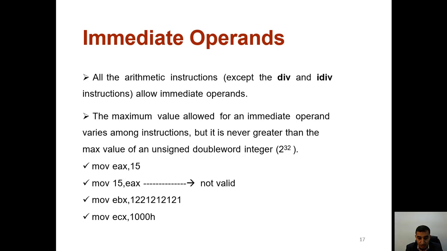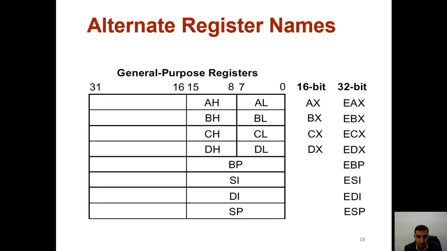An arithmetic instruction, except div and idiv, allows immediate operands. The maximum value allowed for an immediate operand varies among instructions but is never greater than the maximum allowed for a double word integer, which is 2 to the power 32. So this is right, this is wrong because you cannot have the 15 as your destination. This is right, and this is right, and this is right. These are all valid instructions.